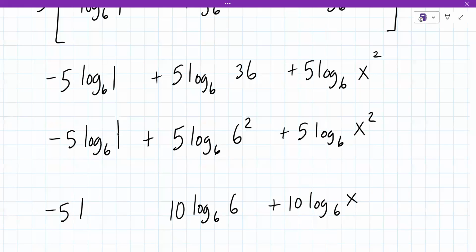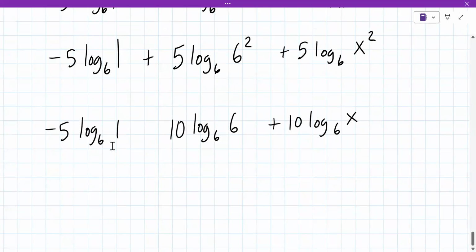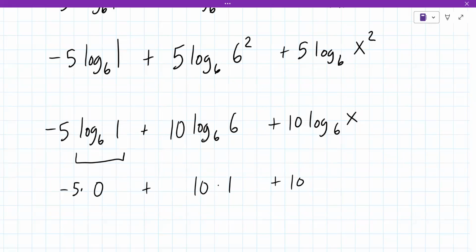Do you remember what log of any base of 1 always becomes? I actually don't. So this part is 0. It's another property. How about log base 6 of 6? What does that become? Log base 6 of 6 would become 1. So this becomes 10 times 1 plus 10 log base 6 of x. 10 plus 10 log base 6 of x is your final answer.